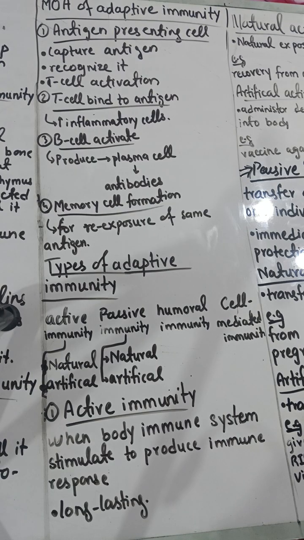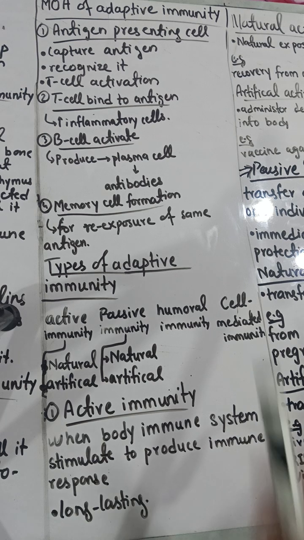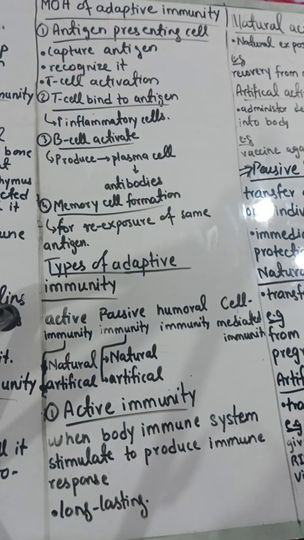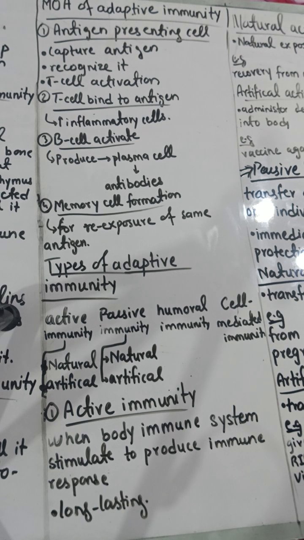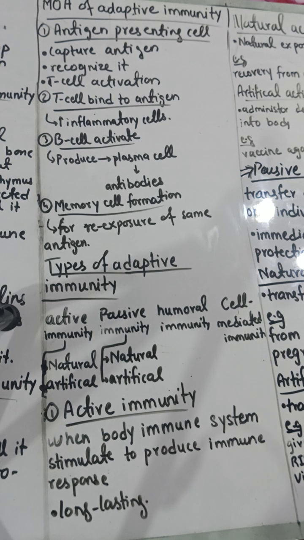So let's discuss how the adaptive immunity acts. What is the mechanism of it? The first mechanism step is the antigen presenting cells. For example, these are the dendritic cells and macrophages. They will capture the antigen and display some part of the antigen on themselves. They recognize that this antigen does not belong to your body, it is some foreign particle and it needs to be killed. After the recognition they cause the activation of T cells.